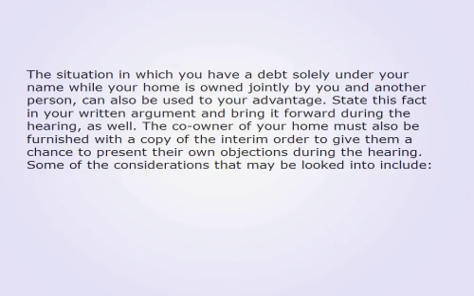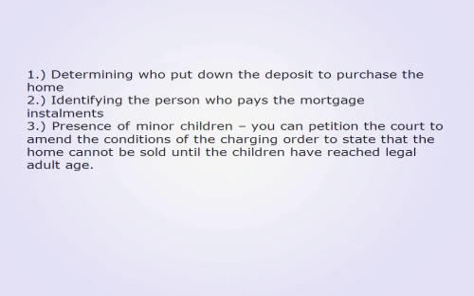Some of the considerations that may be looked into include: 1. Determining who put down the deposit to purchase the home. 2. Identifying the person who pays the mortgage installments. 3. Presence of minor children. You can petition the court to amend the conditions of the charging order to state that the home cannot be sold until the children have reached legal adult age.